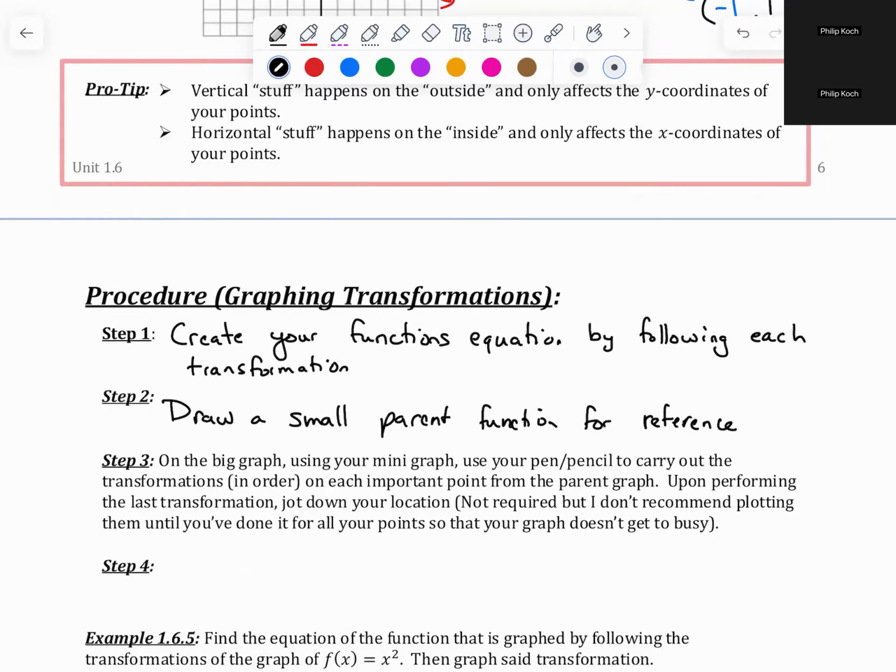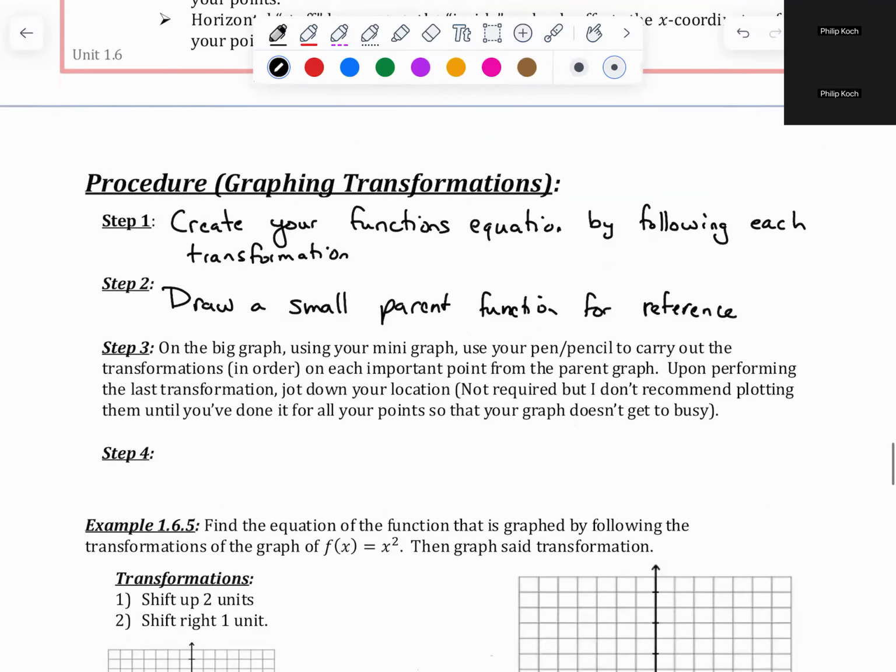And then step 4 is to plot those points and construct your graph.